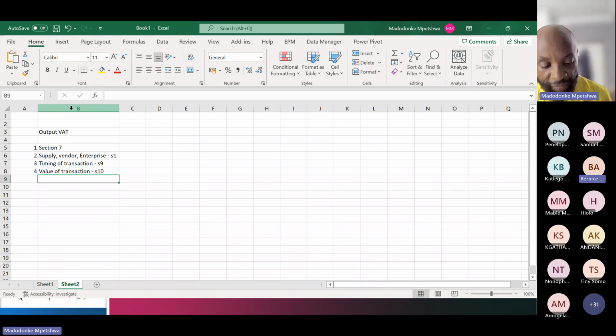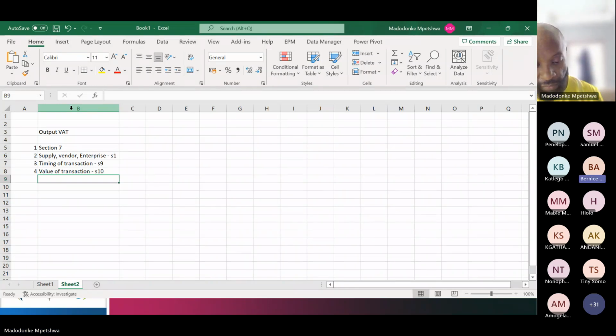However, maybe what might happen is that there might be a portion of the consideration that is paid. Then you account for that to the extent of that portion of the consideration that was paid. Or maybe they've invoiced something. Then again, you will account for that to the extent of whatever they've invoiced, even though we've not determined the full value of the service that was provided.